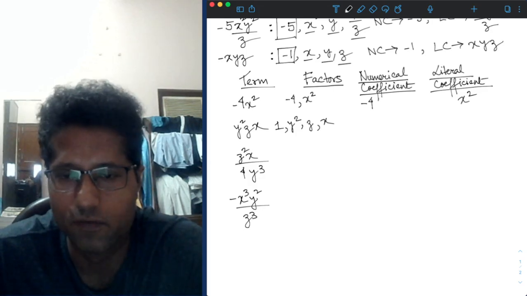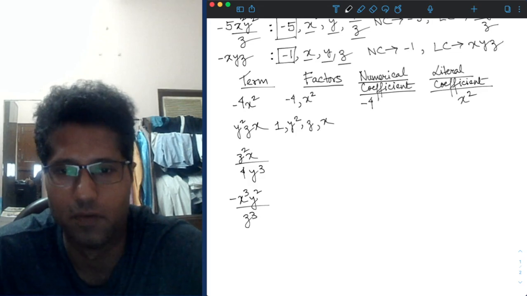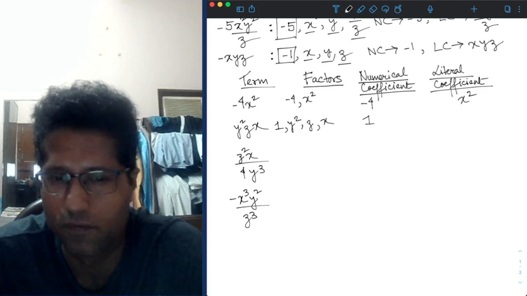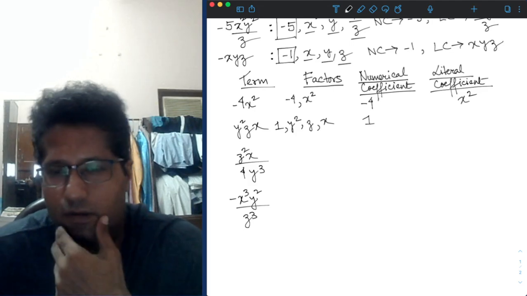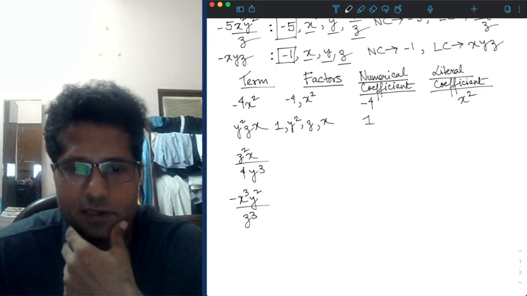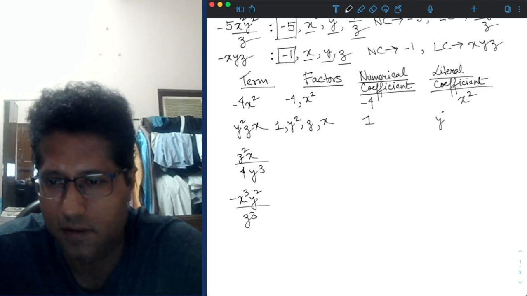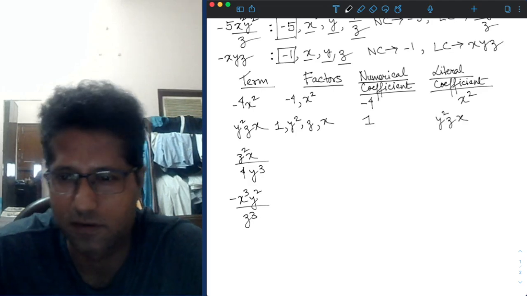So what is the numerical coefficient? The numerical coefficient is the numerical factor, that is 1. And what is the literal coefficient? The literal coefficient is everything except the 1, but 1 is understood. So the literal coefficient is y square z x.